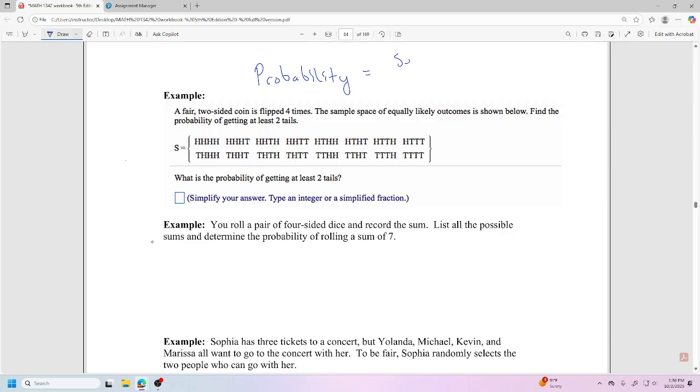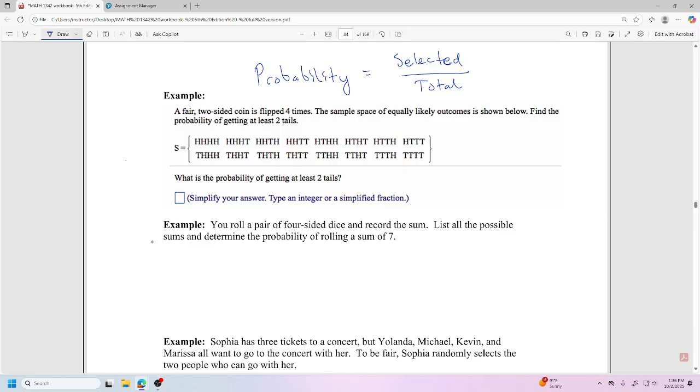Probability is equal to selected over total. Selected over total. That's your big formula of the day. Every day. I literally use that all the time. Cool so far? So let's do it with the coins.